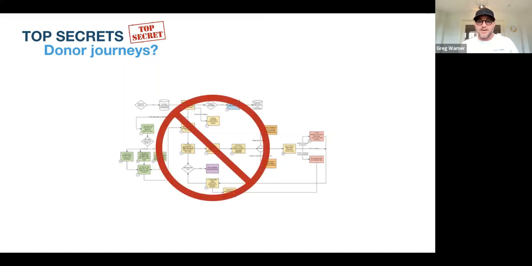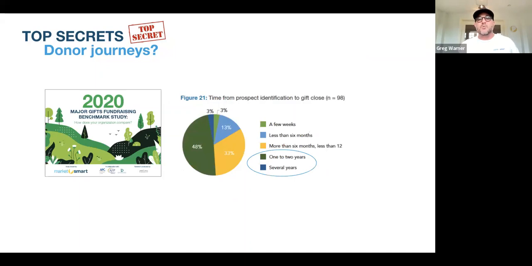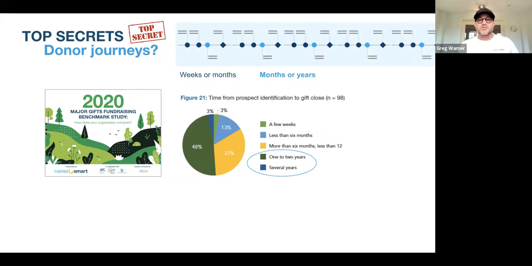So this is a great idea, and the companies that sell marketing automation love to show you this because it's razzle dazzle, but it doesn't work that much better. And the reason is that this will work for very short decision timeframes, like weeks or months, but what you're doing in major gifts and legacy gifts is going to take months or years. Our data shows that 52% of gifts will close in one to two or several years.